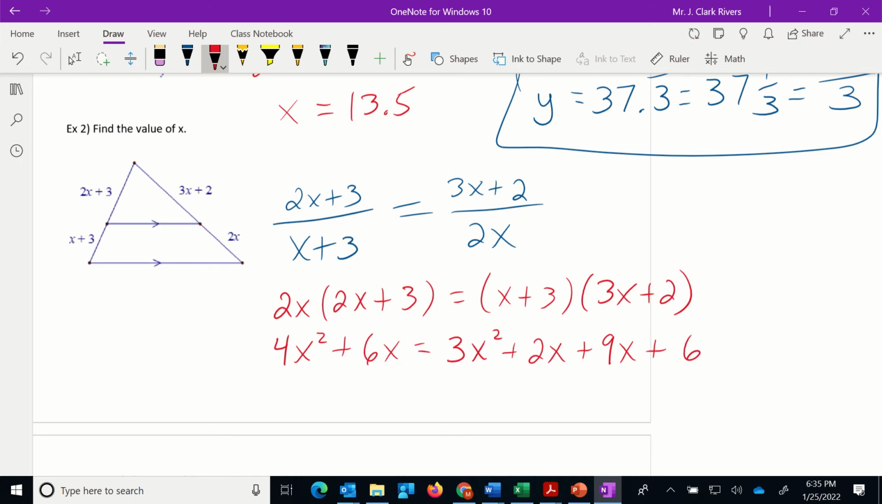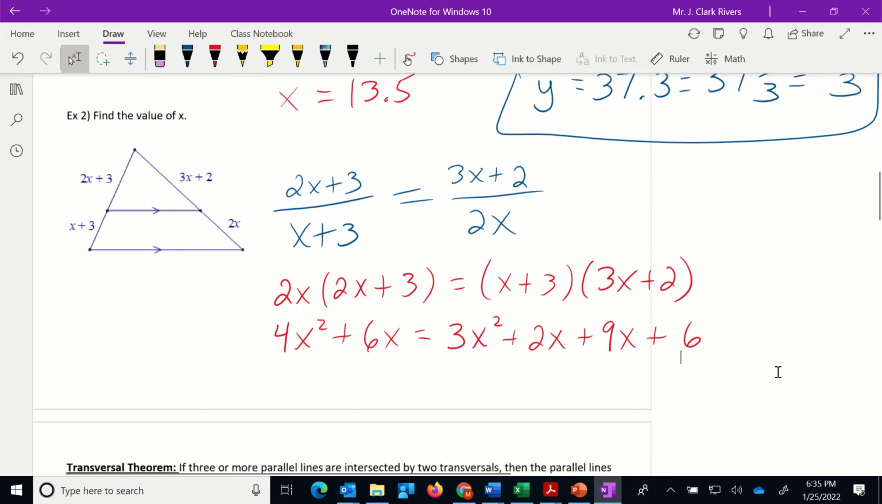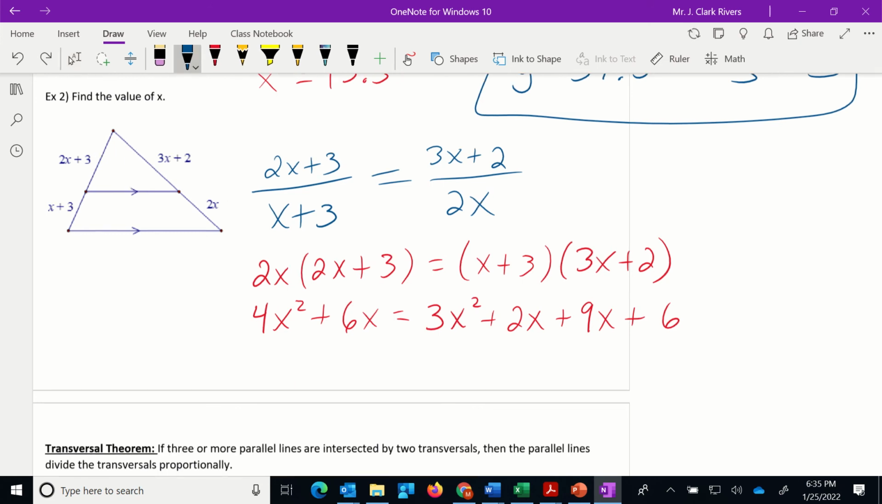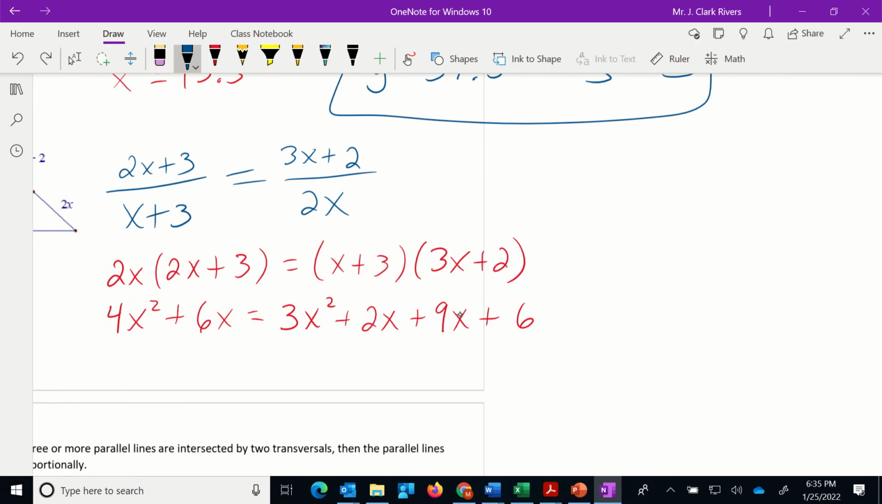So now, think of what we need to do here. We need to get everything on one side. With quadratics, we set it equal to 0. So we subtract 3x squared from both sides, right? We subtract 3x squared, and we're left with x squared on the right side. Let me do this in blue. I'll do it over here too. So we subtract 3x squared from both sides. 4x squared minus 3x squared, we're left with just x squared, right?